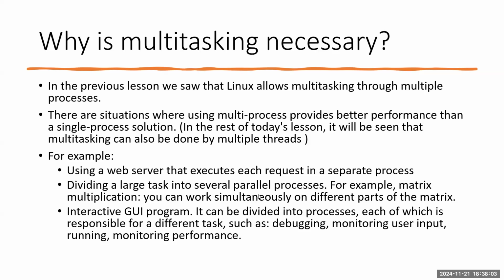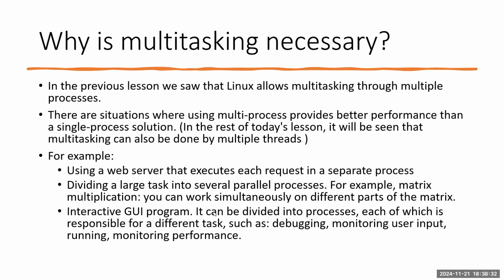For example, here are cases where we could use multiple processes. Using a web server that executes each request in a separate process. In other words, everybody's connected to the same web server, and each one gets a specific process to handle their downloads and uploads. Dividing a large task into several parallel processes, for example matrix multiplication, where each part is independent, you can do them simultaneously, and that'll go faster if you have multiple processors and you use them by using multitasking or multi-programming or multi-processing.